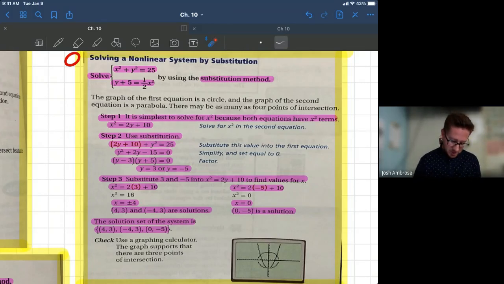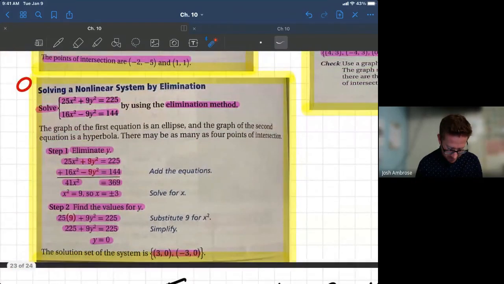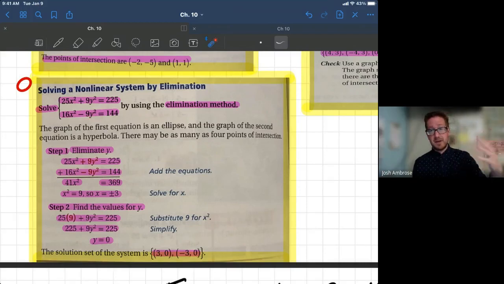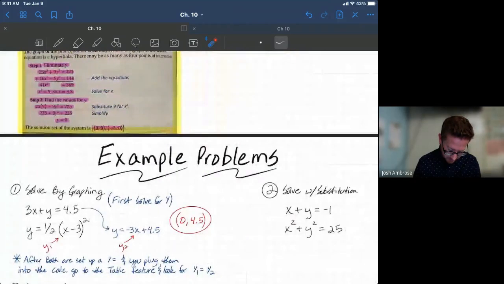But elimination, if it's set up for that, here's how you're going to notice easily: one of these coefficients should be the same. And if they are, then elimination is quick and easy. It's pretty direct also. All right, so you see that we have a 9 with the y squared, another 9 with the y squared. So we could use elimination for that. All right, so all of those things that are highlighted need to be copied down. There we go. Let's jump into our example problems here.